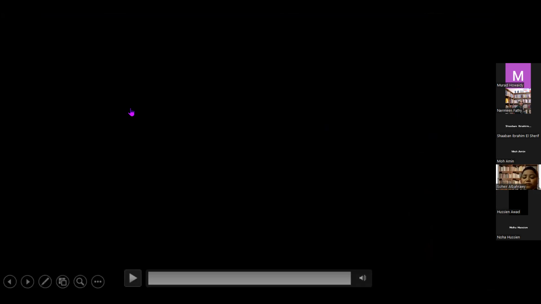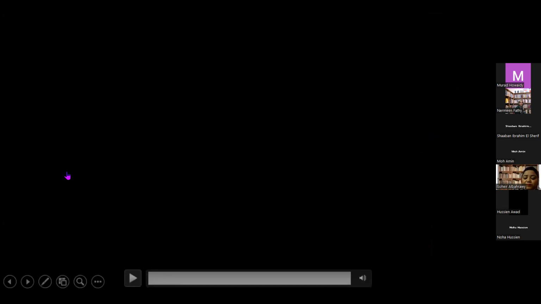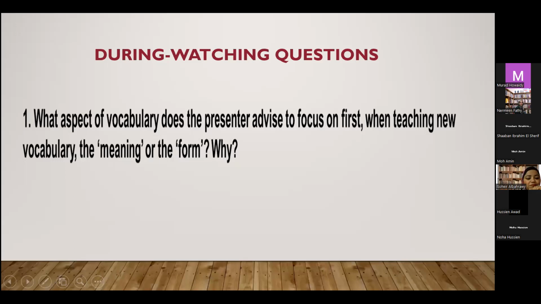Now let's have some answers in the chat box. Did he focus on the meaning or the form? Some say that both form and meaning. Some say form and meaning together. Meaning. Okay, most of them say meaning and some say both.